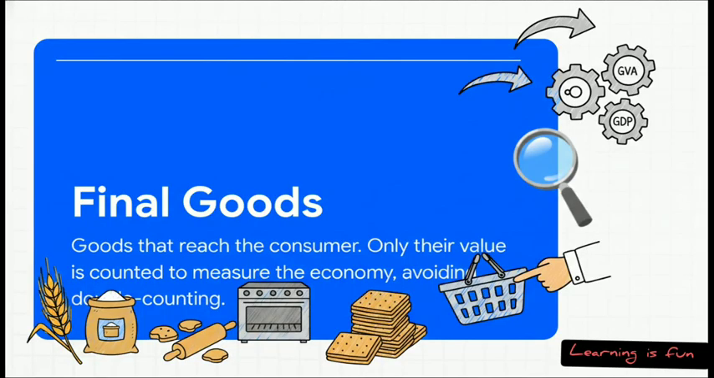To measure the economy accurately, we only count the value of the final good. In this case, the actual packet of biscuits you buy at the store. Why? Because the price of that packet already includes the value of the wheat and the flour, so we don't count them twice. And when you add up the value of all these final goods and services across the country, you get a measure called gross value added, or GVA.